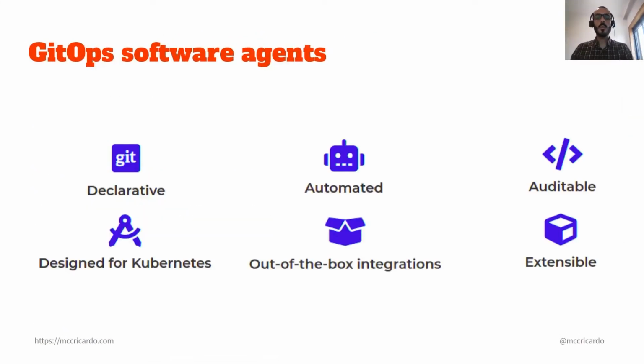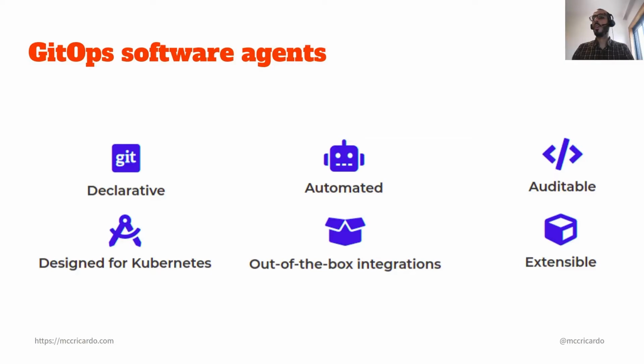So what are some of the characteristics that GitOps software agents need to have? They need to be declarative, in the way that we've described before, declarative instead of imperative. Because GitOps is using Git underneath, we're going to put those declarations in Git. Ideally, they should be automated, so we don't want to be applying the changes manually. That's error prone and it's not scalable.